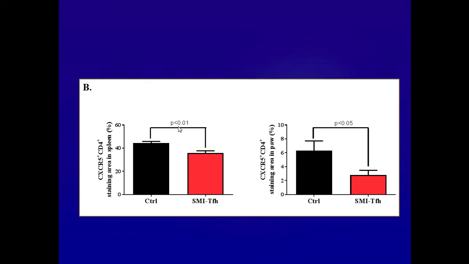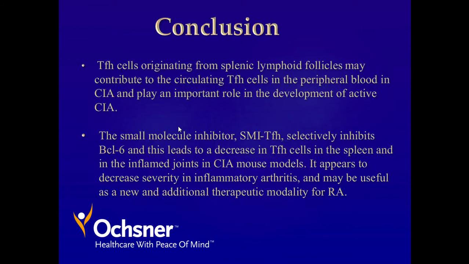So our conclusion is that the T follicular helper cell originates from the spleen lymphoid follicle, may contribute to the circulating T follicular helper cell in the peripheral blood in our rheumatoid arthritis mice model, and plays an important role in the development of active rheumatoid arthritis. The small molecule inhibitor targeted to BCL6 can lead to a decrease in the T follicular helper cell in the spleen, and reduce inflammation of the joint in the CIA mice model. It could be a new additional therapy for rheumatoid arthritis in patients.